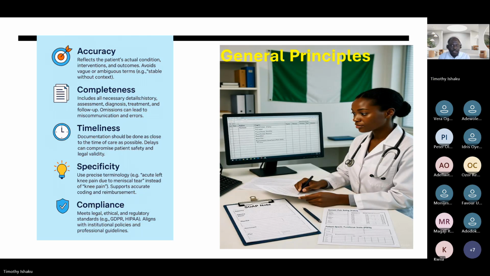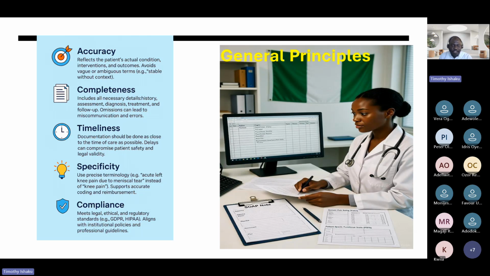And informed consent, we document whether the patient has given us the permission for the treatment and things like that. The last bit of it is the compliance side.